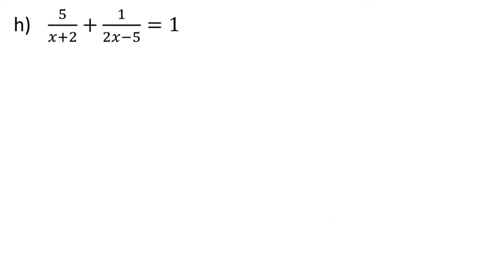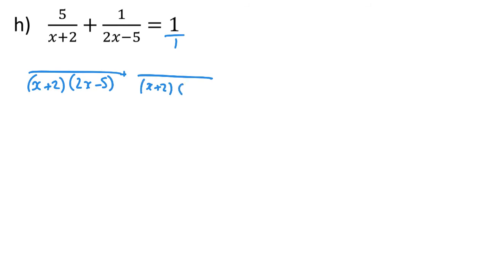So example H then, we've got two fractions equal to a number again. We're going to have to put that as a fraction over 1. And then our common denominator is found by multiplying the two algebraic denominators together. So it's going to be x plus 2 and 2x minus 5. x plus 2, 2x minus 5 is equal to x plus 2, 2x minus 5.